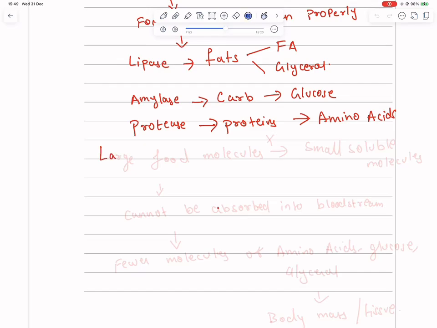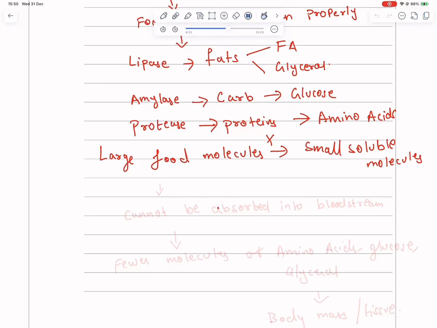So, large food molecules are not being digested into what format? Large becomes small. Soluble, because they have to dissolve in the blood and cross the intestine and go into the blood so that they are available for all different organs. So small soluble molecules. So without these enzymes, this process is not happening.